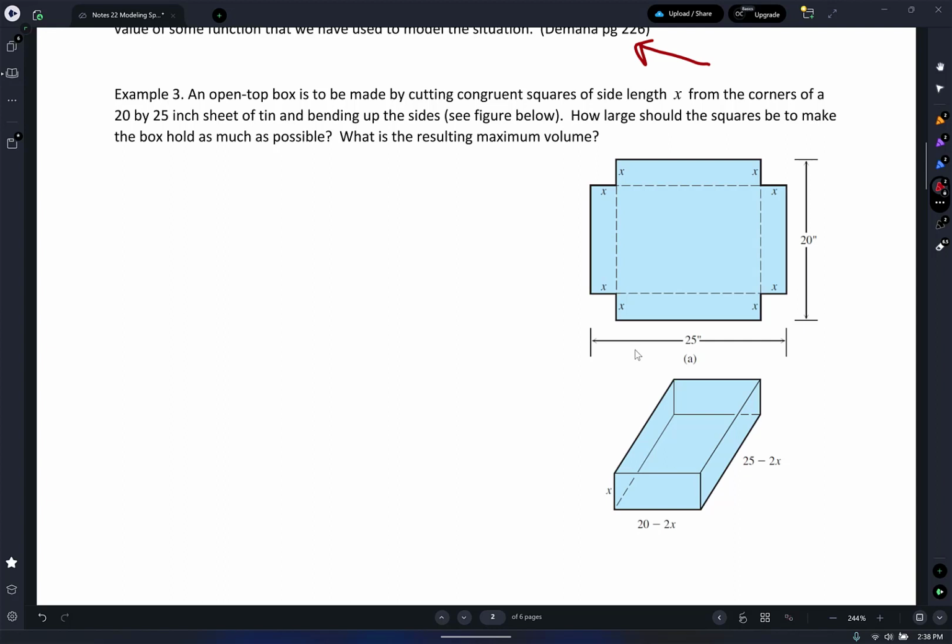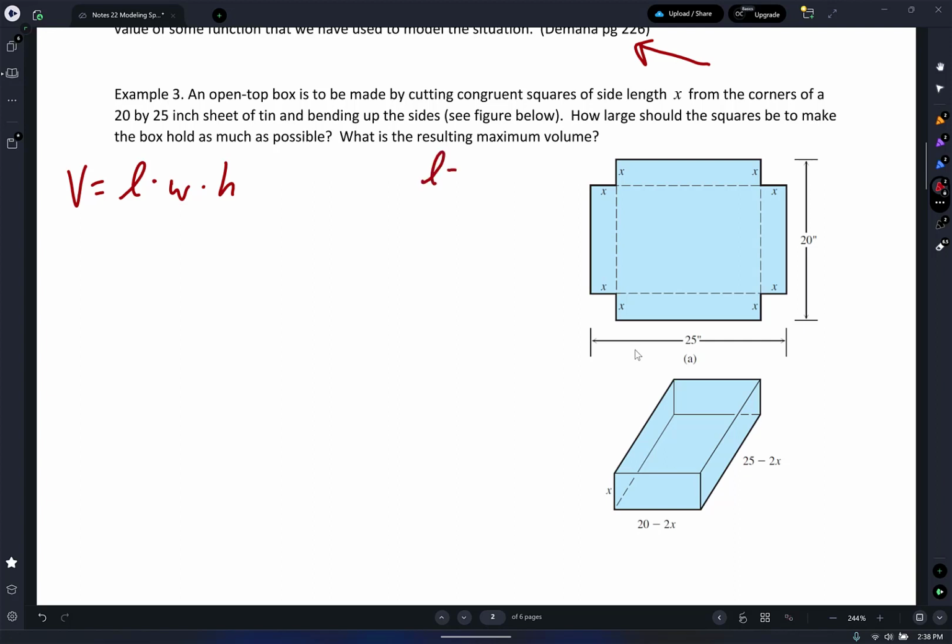Perfect. So I'm going to come right here and I'm going to write volume. And I'm going to write what it is: length times width times height. So I'm going to go length times width times height. And if you want, you can say in the corner, what is your length, what is your width, what is your height. So here we go.